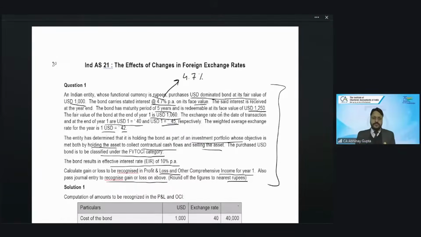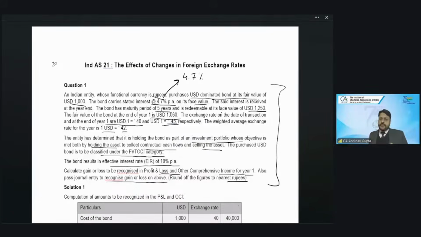Where? The classification of the financial assets under the financial instruments Ind AS 32 and 109. Financial assets are classified into three categories. Number one, amortized cost. Number two, FVTOCI. Number three, FVTPL. Are you able to recall that?